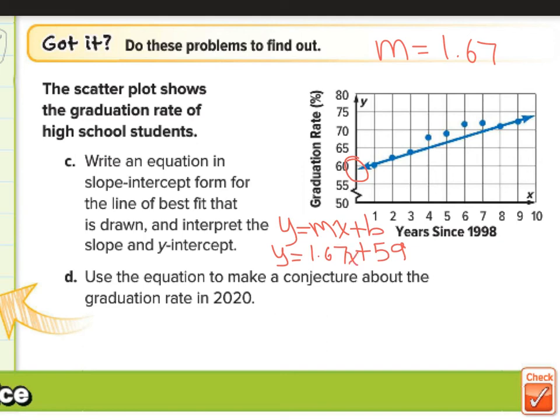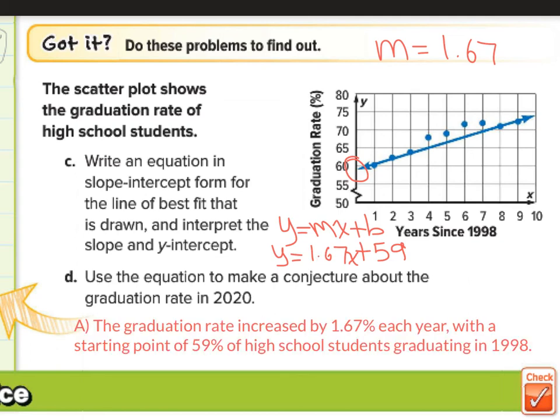1.67x, which gives me, I could say this is my percent change per year. That's what we figured out. That in my slope, 1.67, or I could say 5 over 3 is the percentage. So I would write something along the lines of, to answer question A, the graduation rate increased by 1.67% each year, with a starting point of 59% of high school students graduating in 1998.